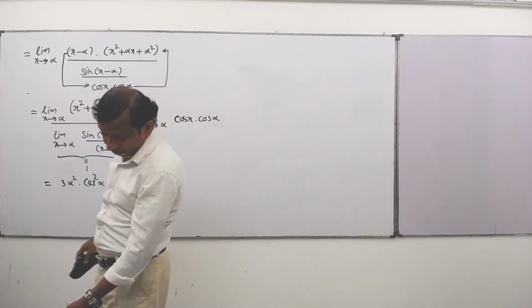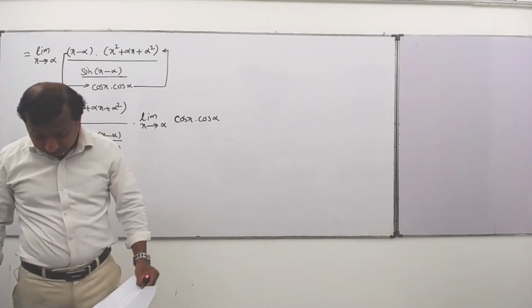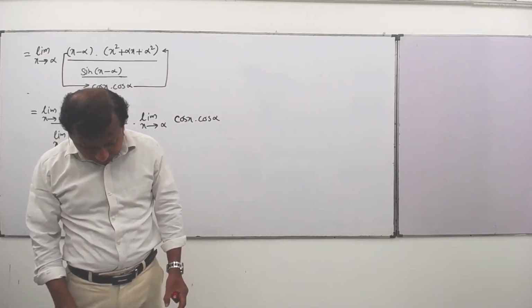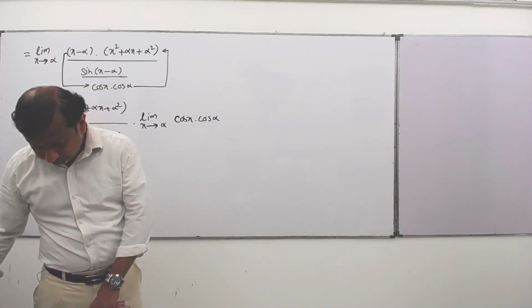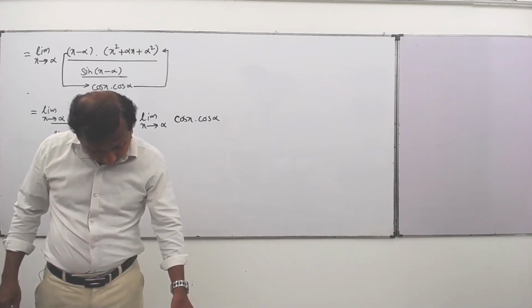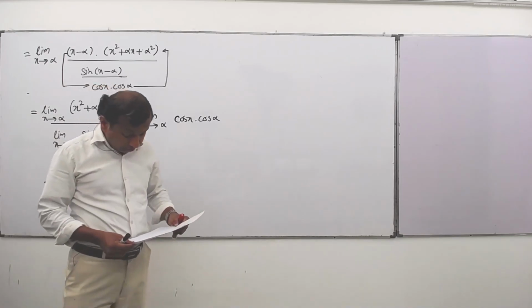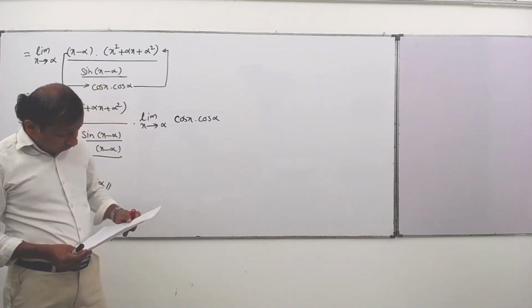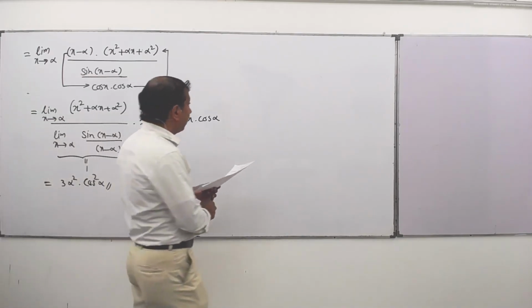Next, the curve is given by x equals 3 cos theta, y equals 3 sin theta minus sin cube theta, theta between 0 and 90. Show that dy by dx is minus cot cube theta. Number 3.